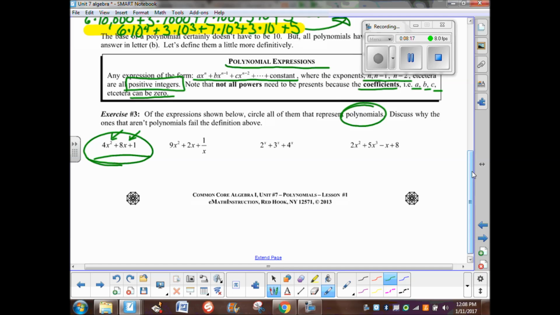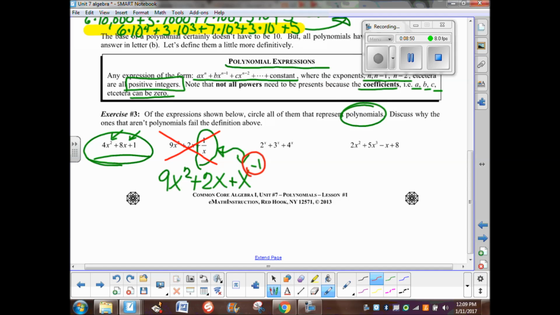When I look at this one, okay, my second one here, I'm kind of drawn to this guy right here. How could I write 1 over x a different way, an equivalent way? 9x squared, think back to our past chapter, plus I could see that's x to the negative 1. Those two are equivalent. Now, does it fit our definition of having all positive integers? Nope. That one right there is not a polynomial.